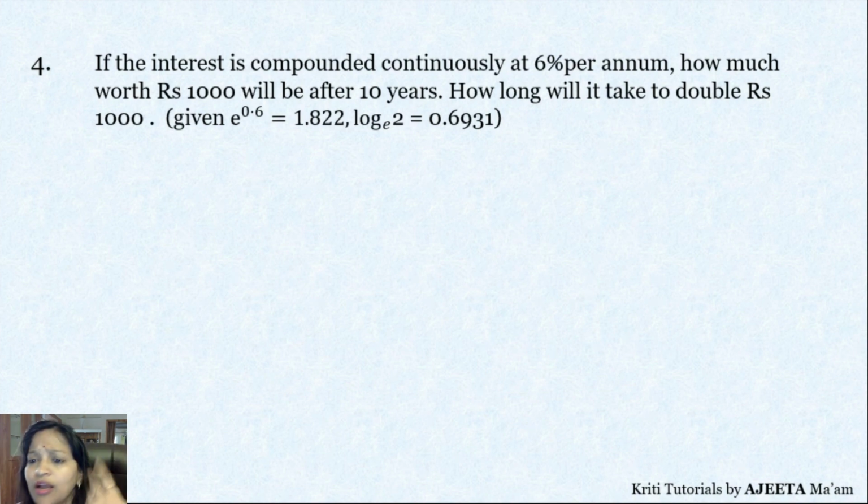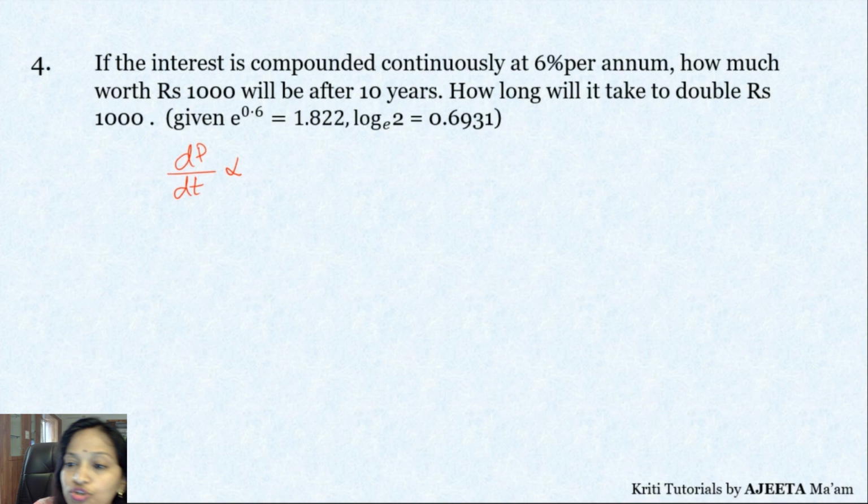Simple question. It could be done with compound interest also, of course, but here it is compounded continuously. Keep that thing in mind. So if the interest is compounded continuously at 6% per annum, let's frame it. Suppose your initial amount was P. So dP by dt is proportional to how much? Here let's do it directly, because instead of proportional we have been given a fixed rate of 6%. So K is given as 6% already. Now let's separate it out.